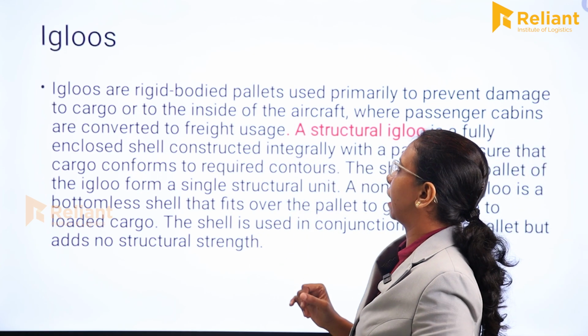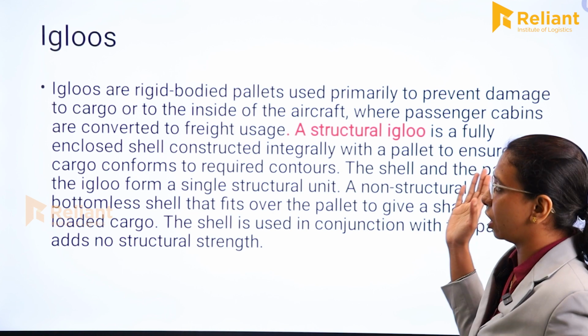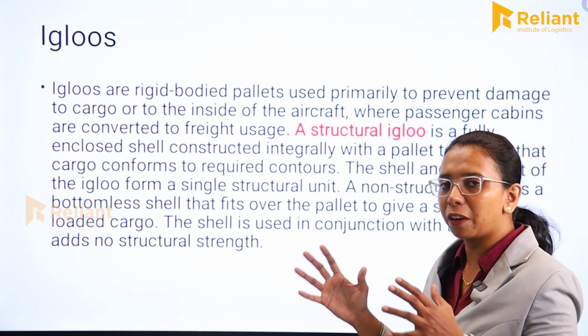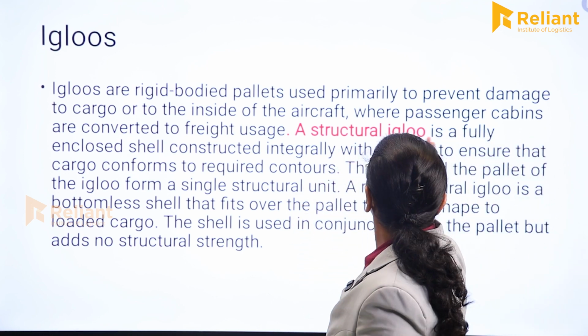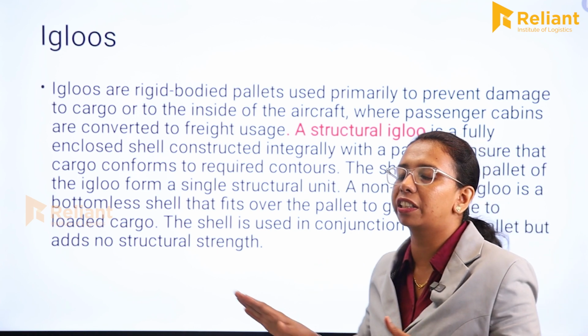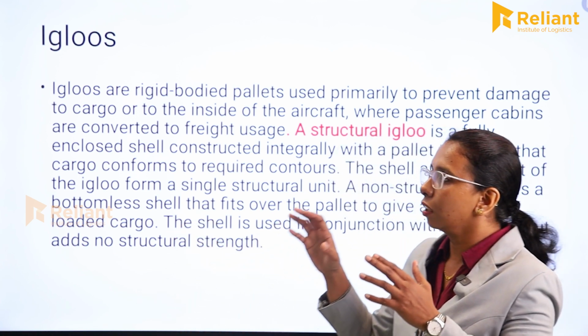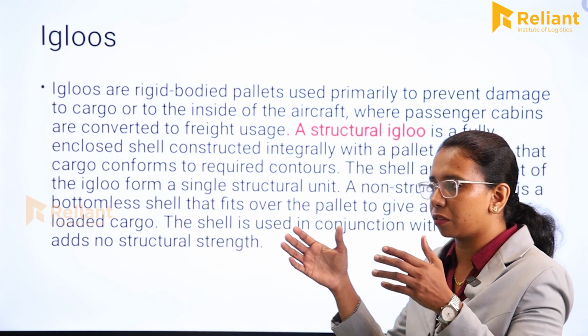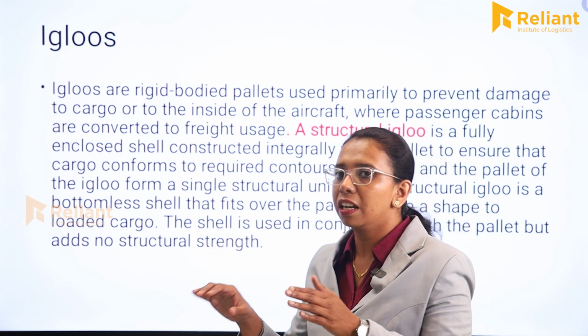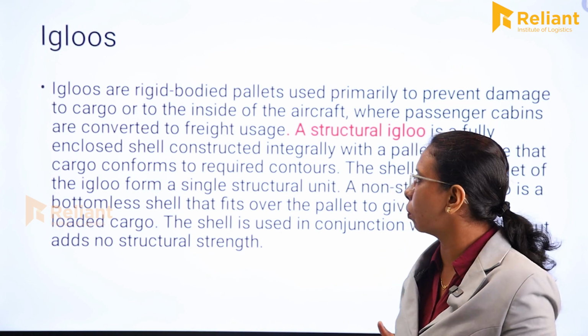Igloos are rigid body pallets used primarily to prevent damage. The main intention of this igloo structure is to prevent damage to cargo or to the inside of the aircraft. During takeoff and landing, the edges of these containers could get hit against the inside of the aircraft and cause damage. To avoid this, the structure is maintained like an igloo model.